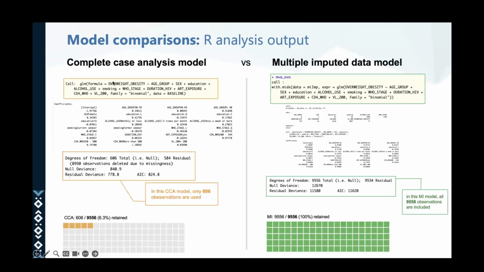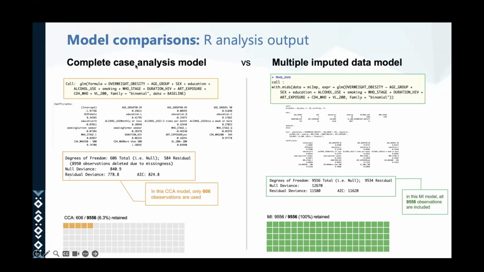Here we have a model that we have developed, and this is looking at factors associated with overweight and obesity. And these are the different predictors that we've included. On this other side, this complete case analysis model has one single data set. On the other side, if we do multiple imputation, as I've shown, it's going to create several different data sets, run the logistic regression on each imputed data set, and then pool the results.